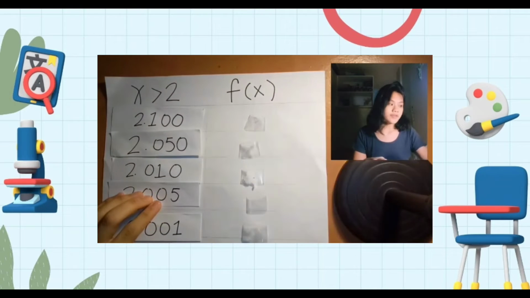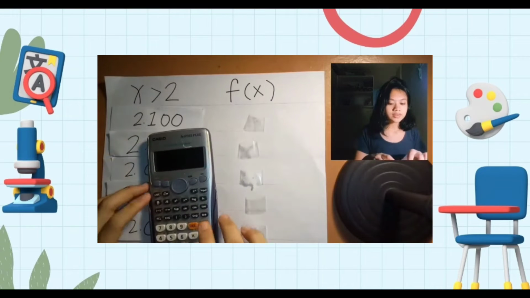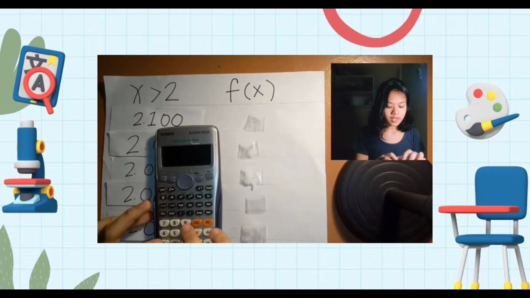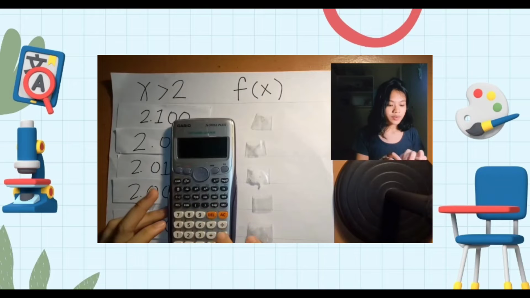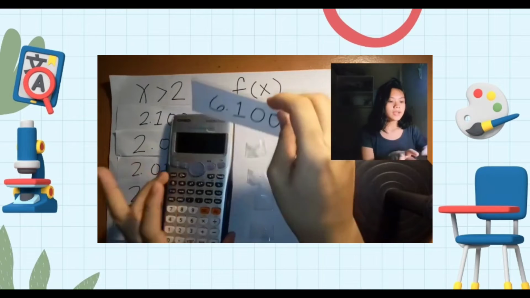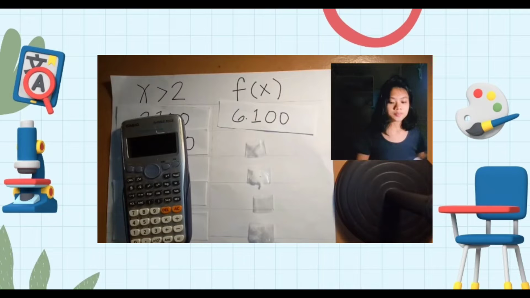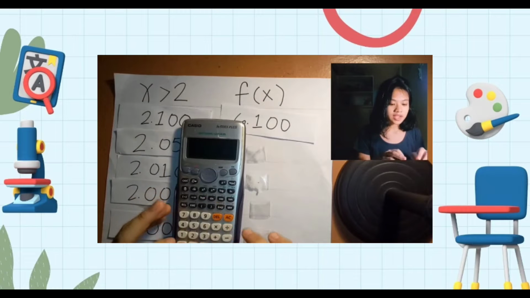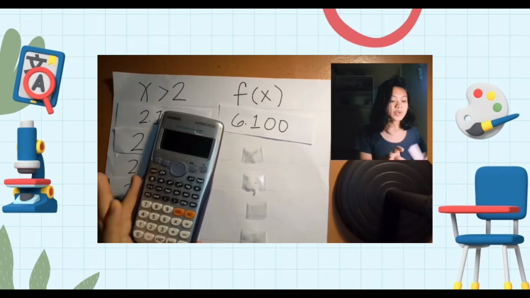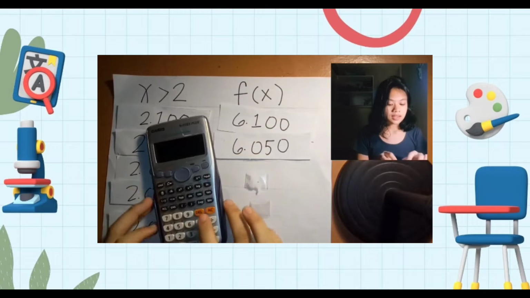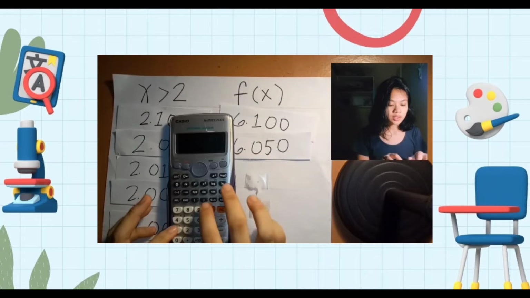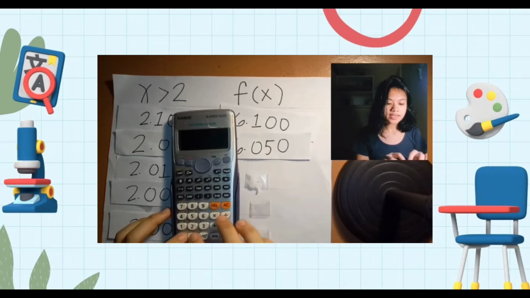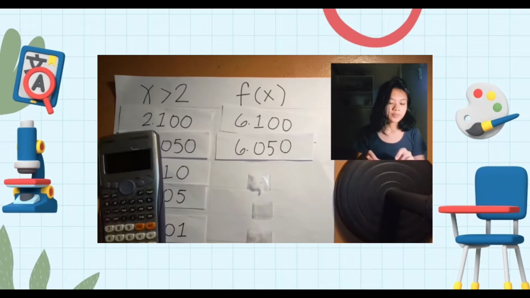So we're going to get again the f of x. So we're going to compute it. So 2.1 plus 4 equals 6.1. I'm going to put it in here. And the next is 2.050. 2.050 plus 4 equals 6.05. Still the same. Then 2.010 plus 4 equals 6.010.